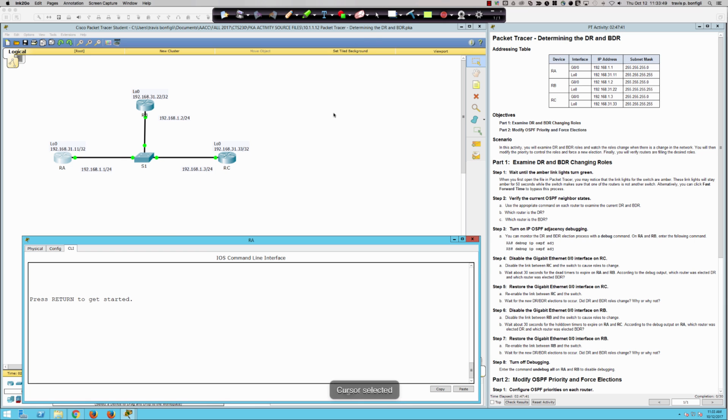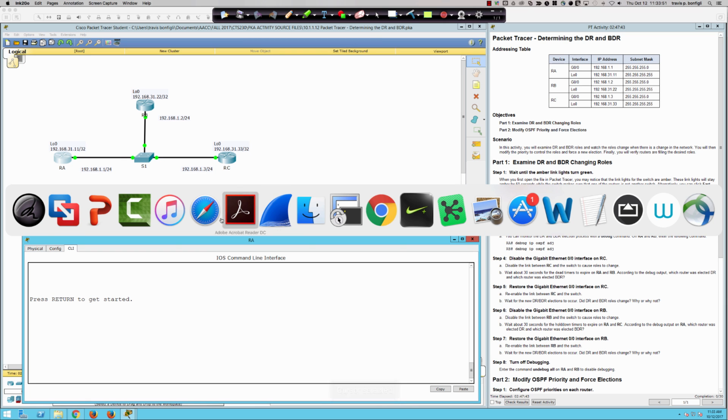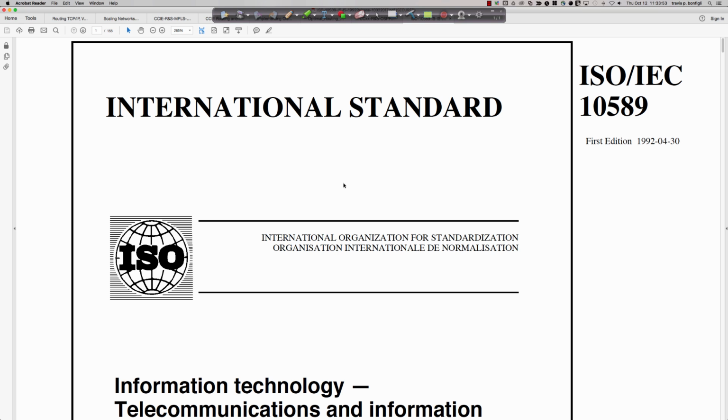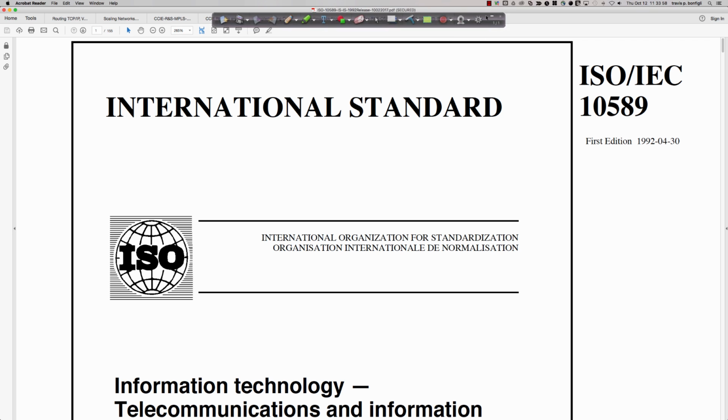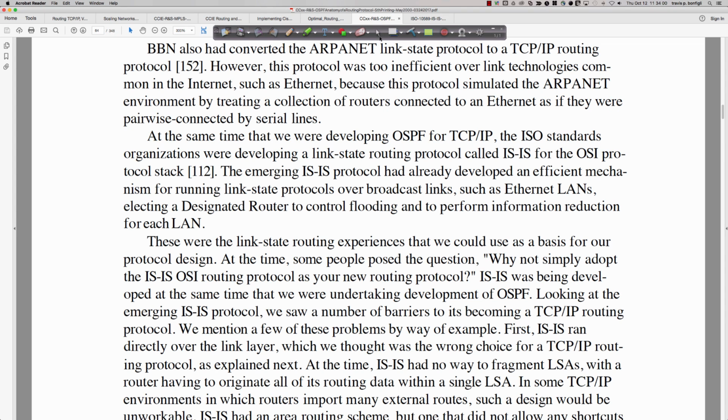And so I'm going to take you real quickly here to, we've got the ISO standard there, and let me slide this guy down just a little bit out of the way. And I want to take you to the John T. Moy book. And remember, we talked about this text. I'll show you the cover here in a second. But take a look. It talks about how the Bolt Beranek company had converted the ARPANET link state protocol to a TCP/IP protocol, but the protocol was too inefficient.